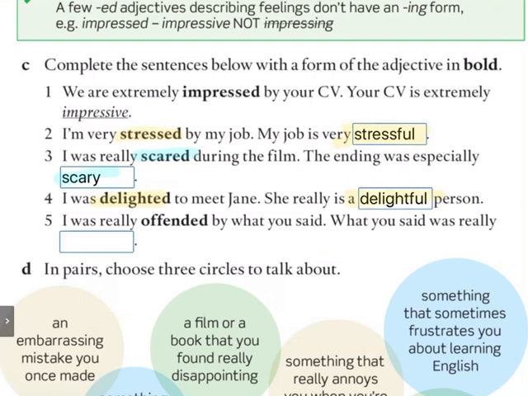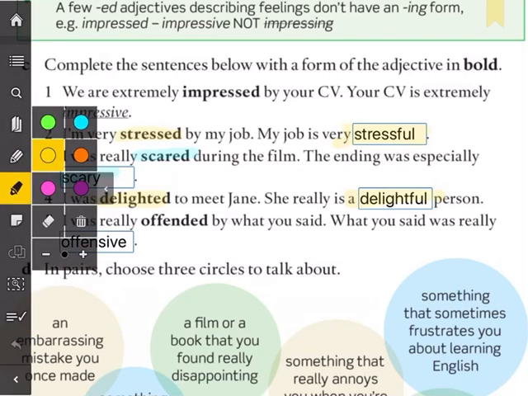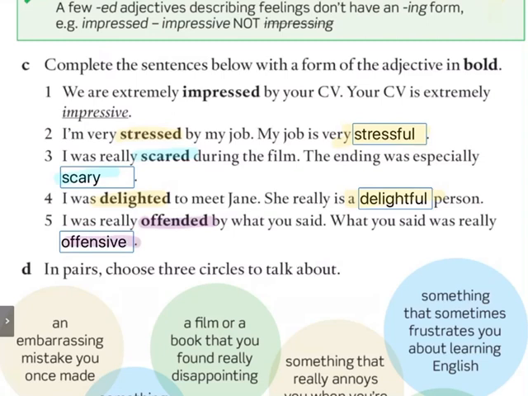Now, number 5. I was really offended by what you said. Offended. Anybody know the ing? Doesn't exist. What's the alternative? What you said was really offensive. So offensive is like, now we have offended. Offensive is like impressed and impressive. So we have impressed, impressive, offended, offensive. We have stressed and stressful. We have delighted and delightful. And then we have one which is different to all the others. Number 3, scared and scary. Okay?